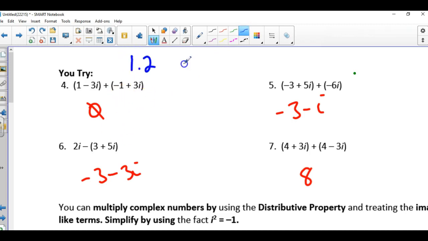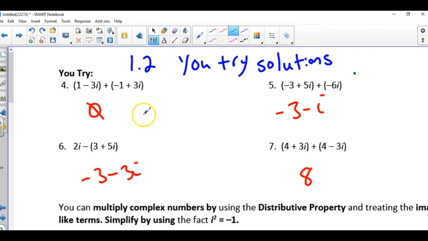I wanted to put together a quick video of solutions for, we're going to call this 1.2 You Try solutions. Oops, my camera's in the way. All right, 1.2 You Try solutions, okay? I'm just going to walk you through it very quickly so you all can have a look at these 8 problems. So, let's go ahead and dig in. Originally, I gave you the answers, and I'm going to prove it to you, okay?